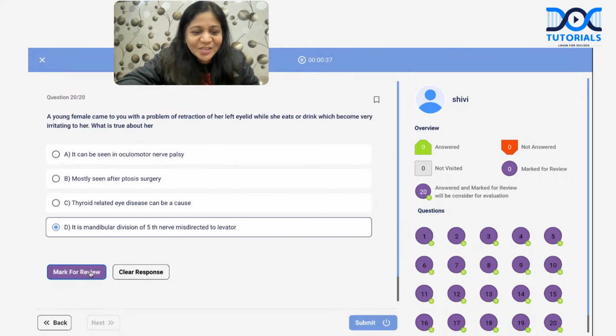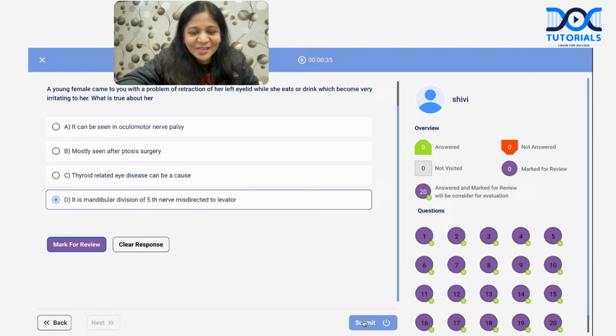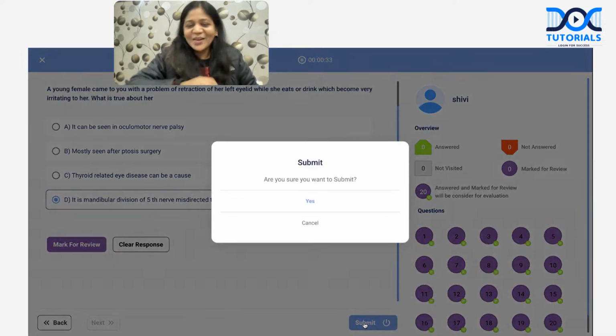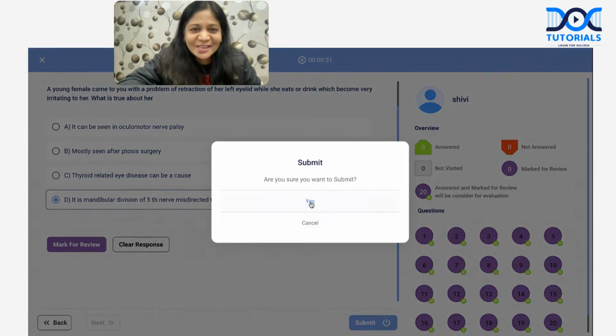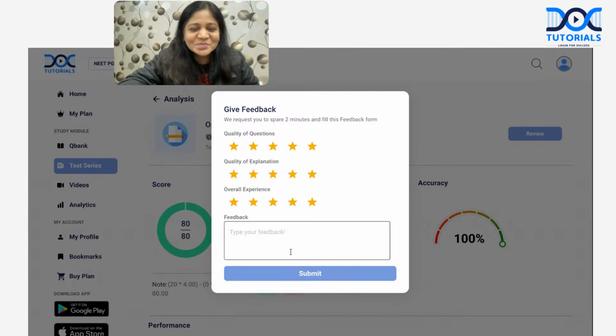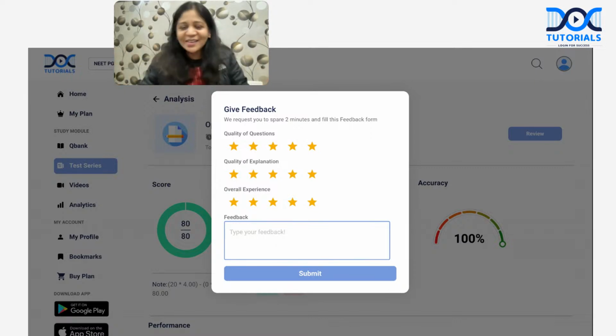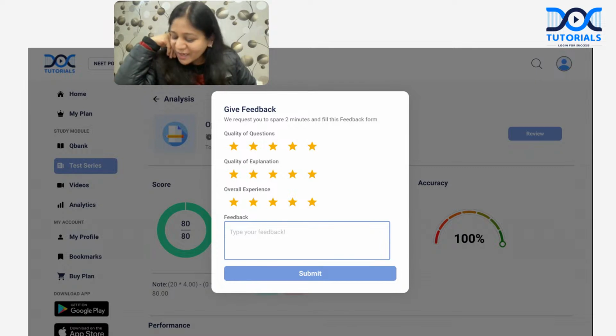So I'm marking it for review, guys. I'm submitting my test also. I hope that you also have submitted the test. Have you? And I'm giving my feedback. I'll say it was kind of a wildfire for me, this test. How about you guys? It was very fast because all the questions were super fast and all the questions were problem based questions. So I know all the questions will not be like that.